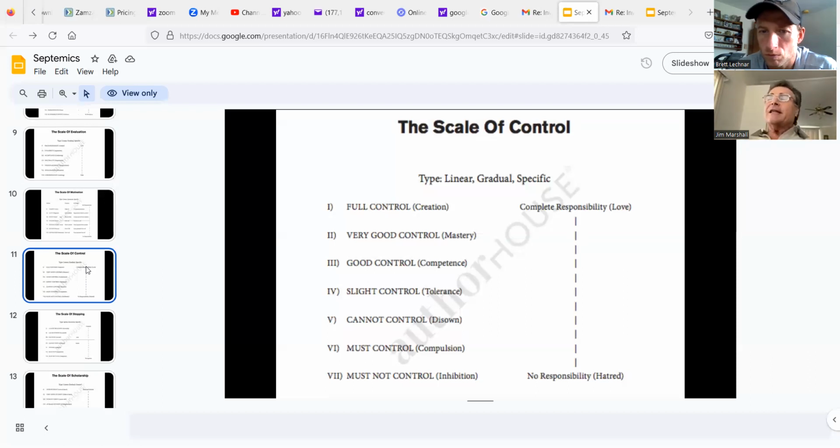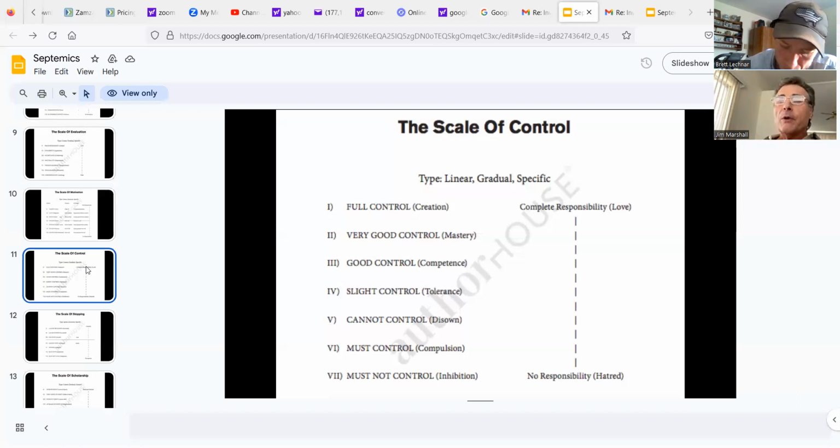Up from that is slight control. Now, this is what we call tolerance. When a person can tolerate something, it's because he has a slight control. You may not particularly love it, but you can tolerate it. So that's a slight control. Often that is good control. That's competence. When a person is competent, it's because he has good control.